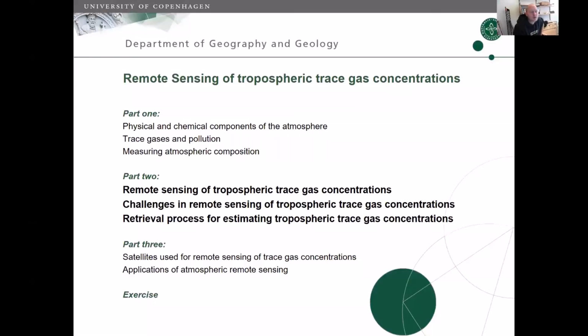So, welcome to the second part of this lecture, remote sensing of tropospheric trace gas concentrations. In this part, we're going into the actual remote sensing, which we haven't done so far. We're going through the main challenges there are when we are using remote sensing to estimate trace gas concentrations. And we're also going through the entire retrieval process for how to estimate the tropospheric trace gas concentrations.